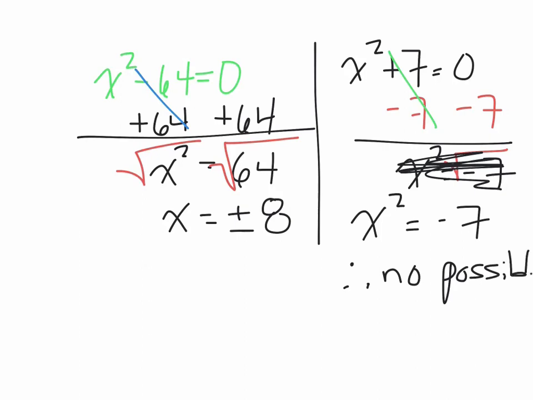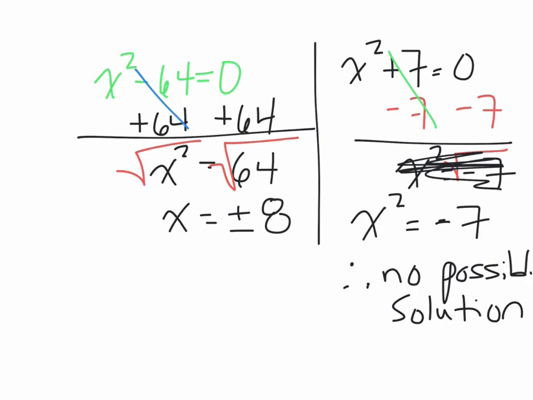Yikes, I've run out of room. No possible solution. Hope that makes sense. So if you get a negative value all by itself on one side and you have x squared on the other and you're trying to root a negative number, it's going to render no possible solution.